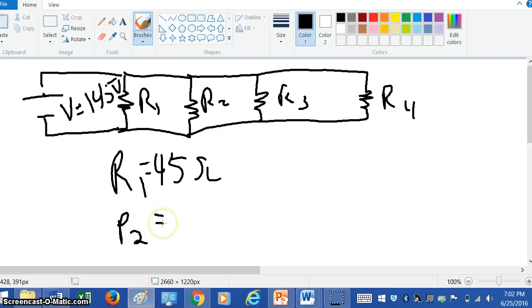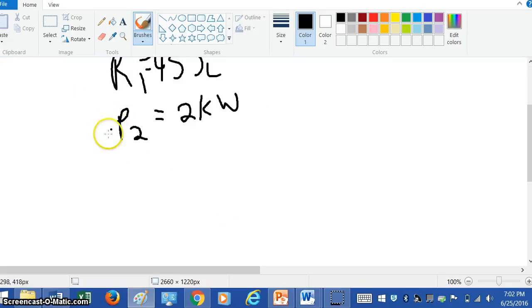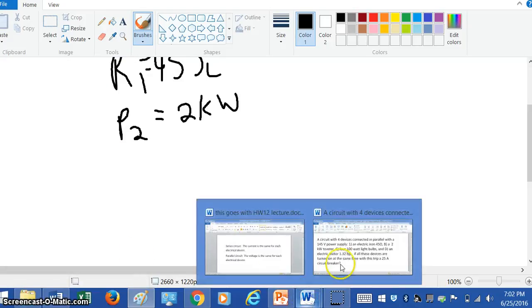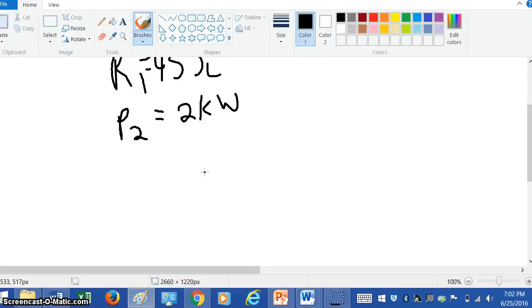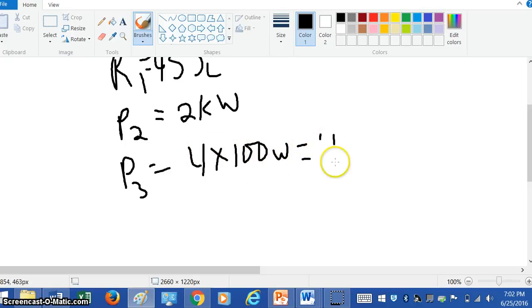All right, so power 2 is what was it? 2 kilowatts. And device 3, we've got to look back and see what it is. All right, so device 3 is 4 100-watt light bulbs. So they gave us the power of device 3. Even though it's 4 of them, we can get the total power by just saying 4 times 100 watts, which is of course simply 400 watts.